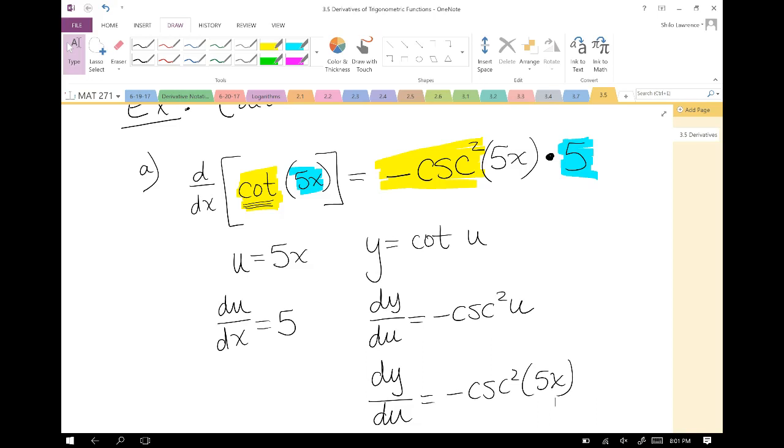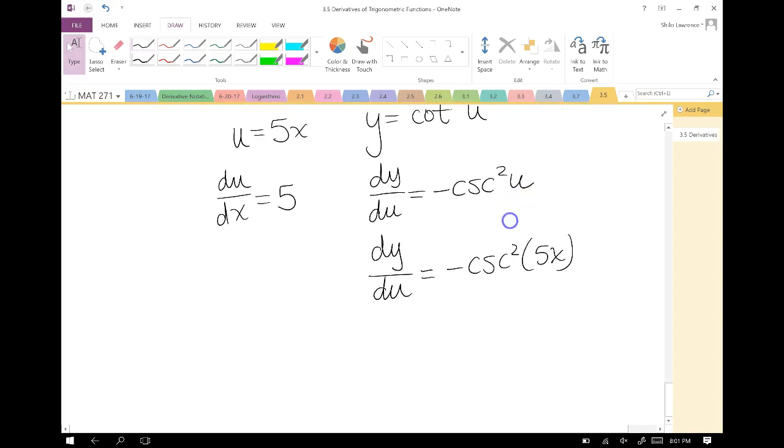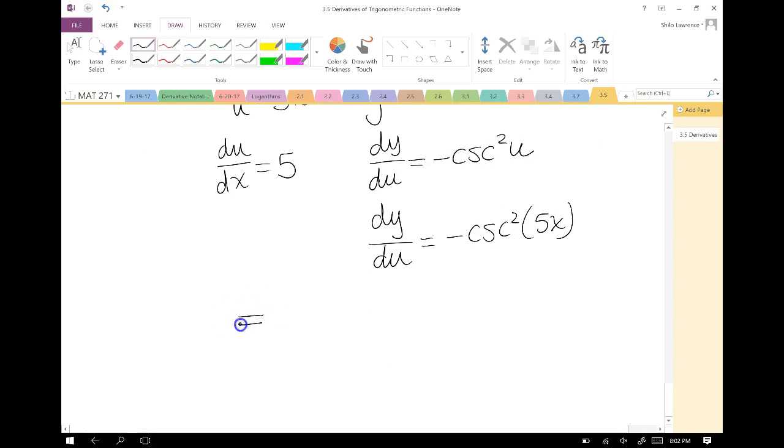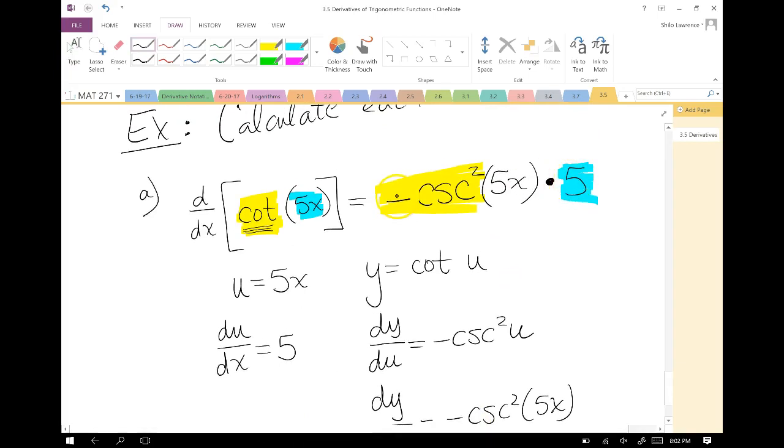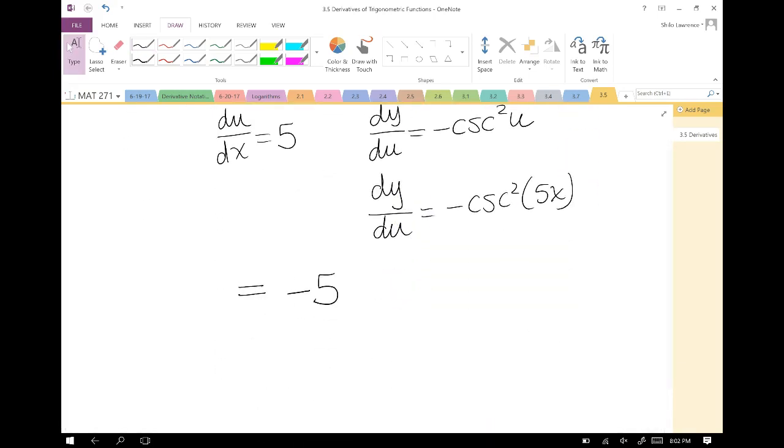So the fast way to do chain rule is you do the derivative of the outside piece times the derivative of the inside piece. So our final answer is negative 5. I don't want to leave that 5 at the back. Usually we write coefficients at the front. Negative 5 cosecant squared of 5x.